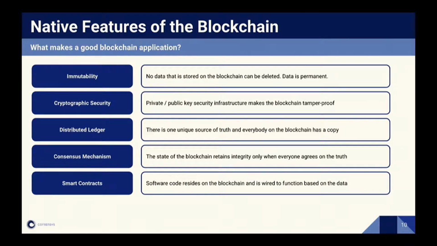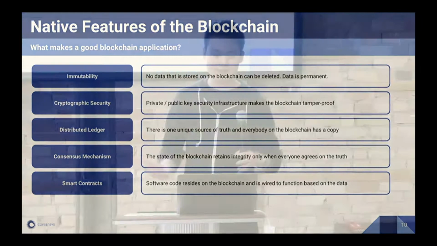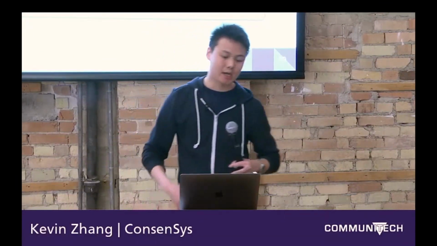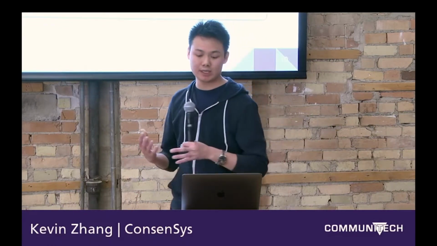I'm going to talk about native features of the blockchain. I have 5 of them here: immutability, cryptographic security, distributed ledger, consensus mechanism, and smart contracts. So immutability is, in the cryptographic world, they use this term, but really it just means that data is permanent and it can't be changed. Cryptographic security, you saw it demonstrated earlier, private public key encryption is built into the very foundation of the technology and the protocol that allows it to be very secure.